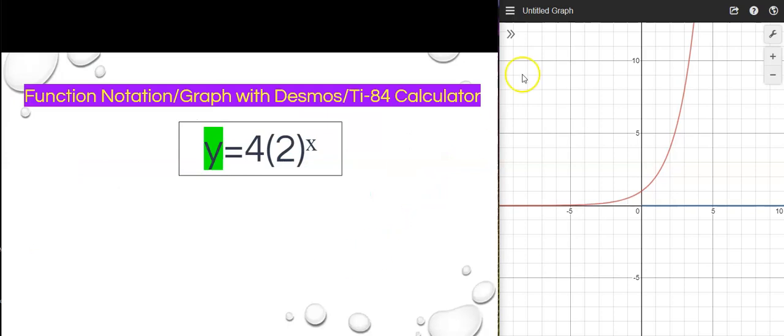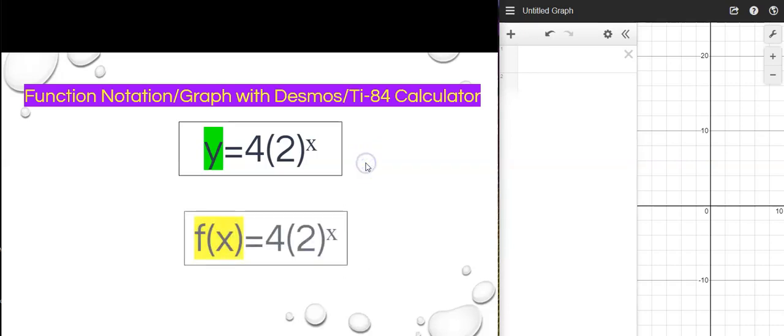So now I want to talk a little bit about function notation. I'm going to just delete these graphs out of here. A lot of times, I think people are so confused about what function notation is. But I'm going to help you understand that a little bit better using our Desmos calculator.